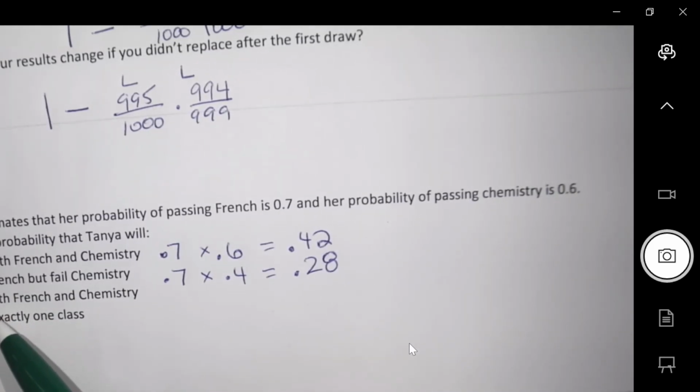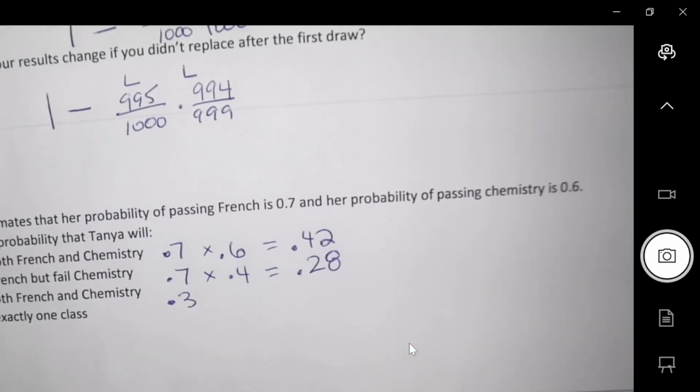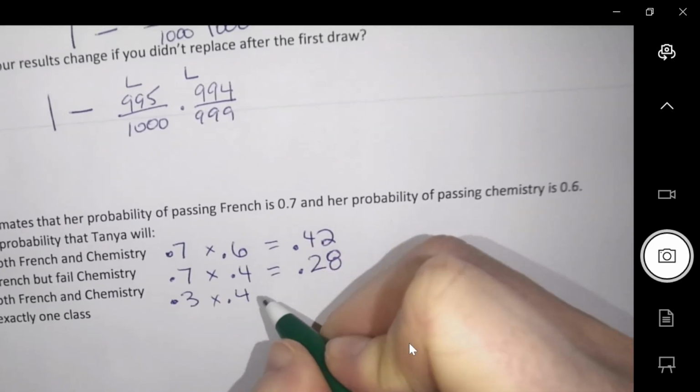What is the chance that she's going to fail both? So a 30% chance fail and a 40% chance fail.